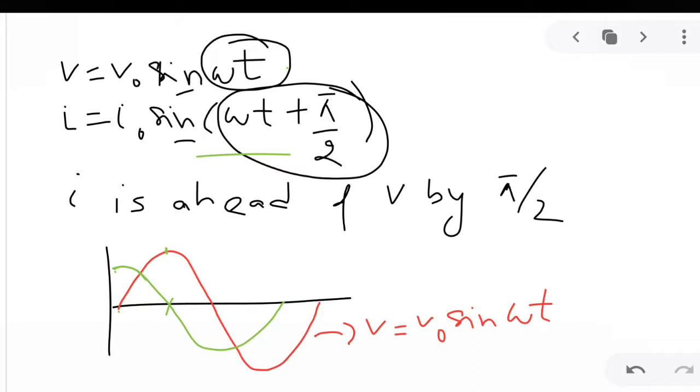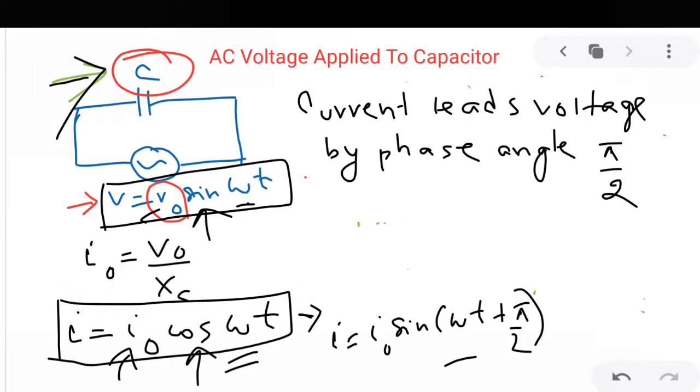Okay, so this graph shows the variation of current and voltage with time. This is time. In this direction, you have plotted the green color for current and the red color for the voltage. So the variation in voltage and current in a capacitive circuit have a phase difference of pi by 2. Okay, so this is one concept.